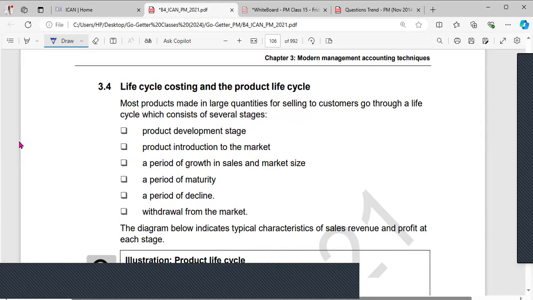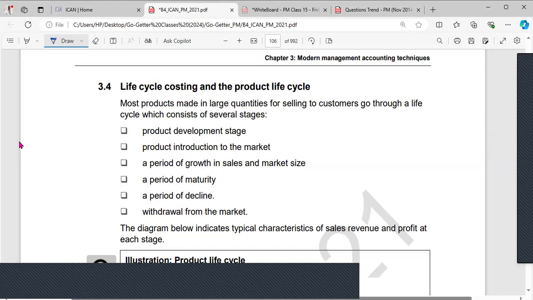Most products made in large quantities for selling to customers go through a life cycle. Normally we have about 4 stages, but sometimes now we have about 5 or 6. The first stage is the development stage. The product is in the belly. It is conceived. It is not yet born. It is like the 9 months that a baby is being carried. That is the development stage.